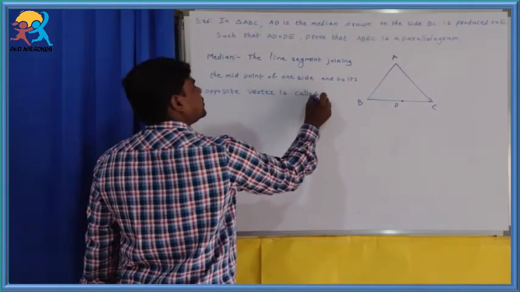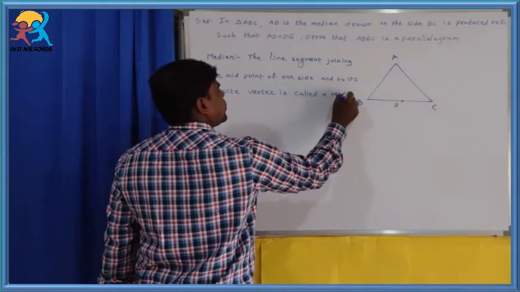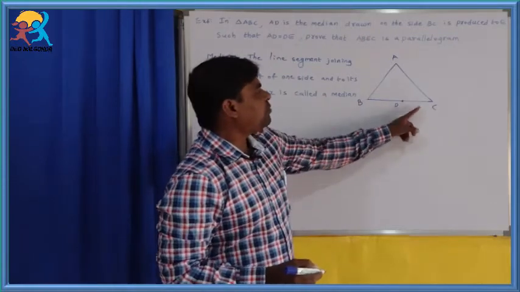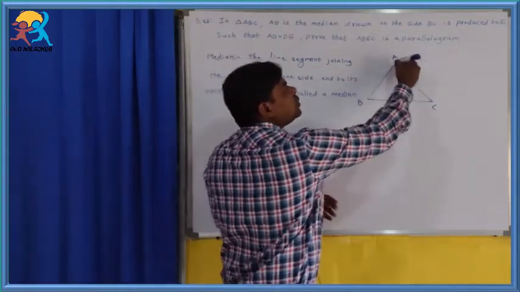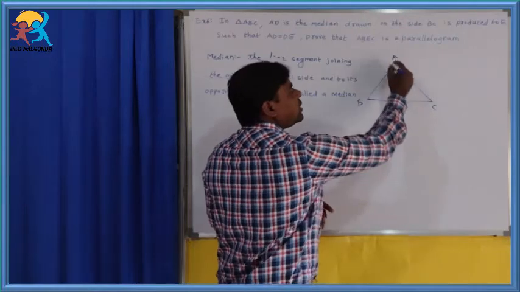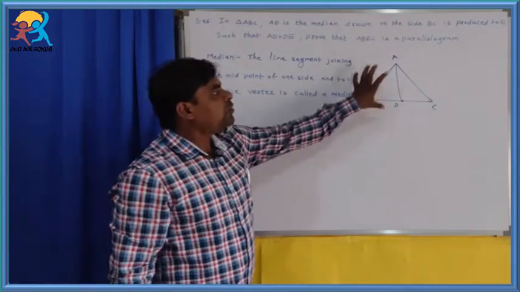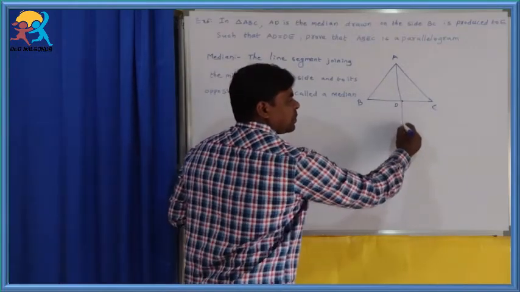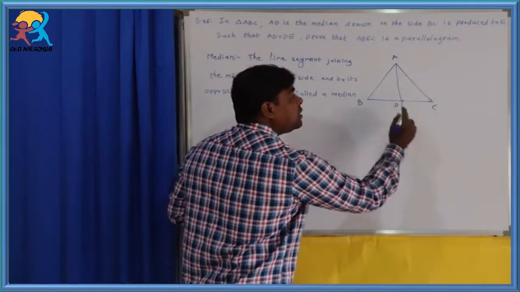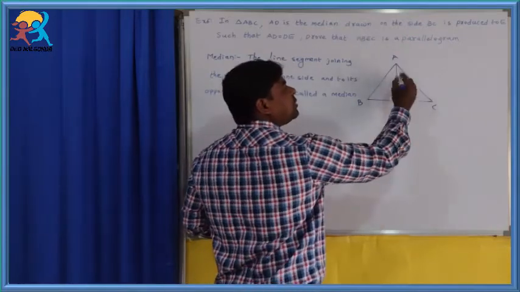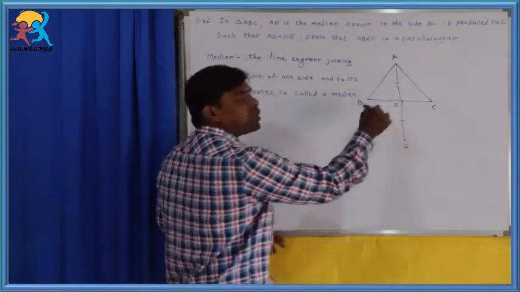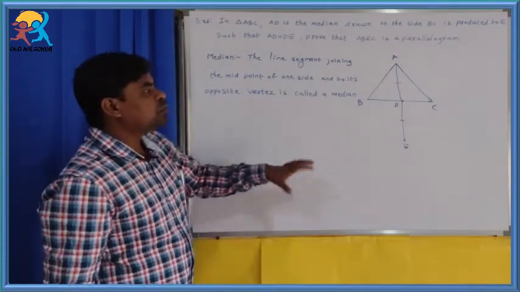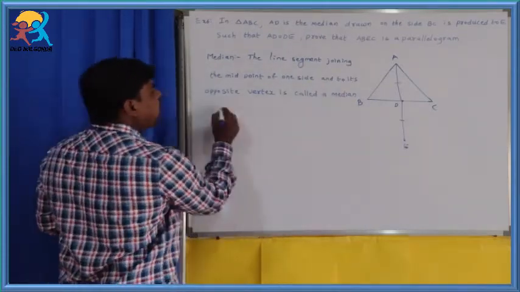Is called a median. So here I have found the median, the midpoint of BC, that is D, and I have to join the vertex. Now I get the median AD, and we have to produce this AD to E such that it will be equal to AD. That means the length of AD and the length of DE both are equal. Like that we have to extend or produce. So we can write AD is equal to DE.